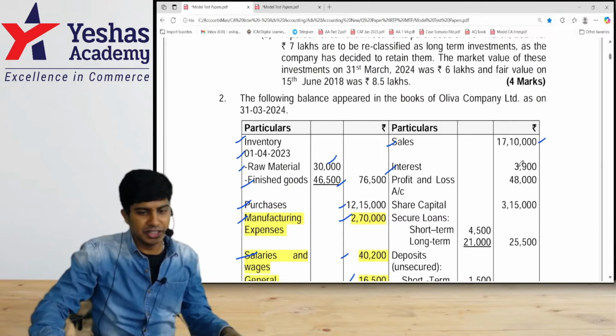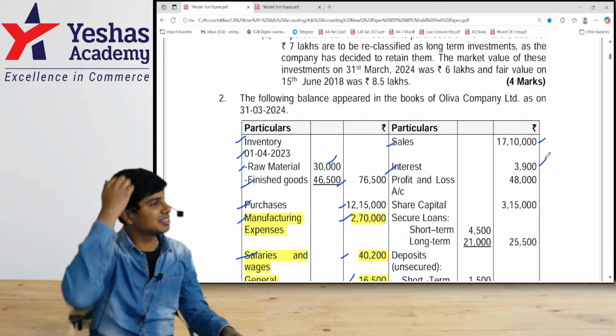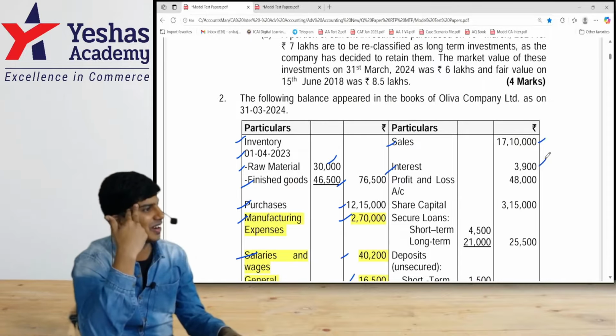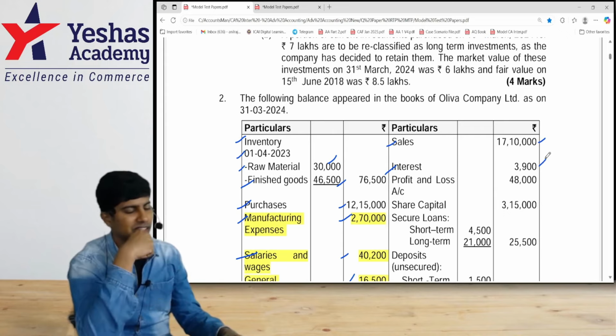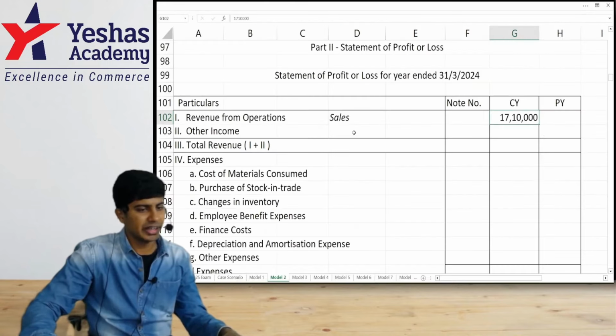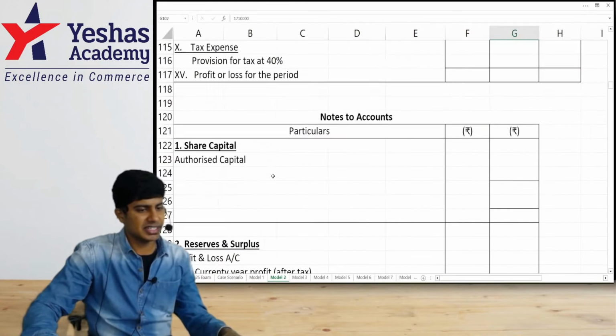Then interest 3,900. This is income. Oh, there was that adjustment on securities we did not add. Anyways, don't worry. We'll open the other income notes to accounts and then write this in. There I would write interest. How much is it in the trial balance? 3,900 in our column. Later I'll add that accrued interest on securities and then post the total to the outer column.